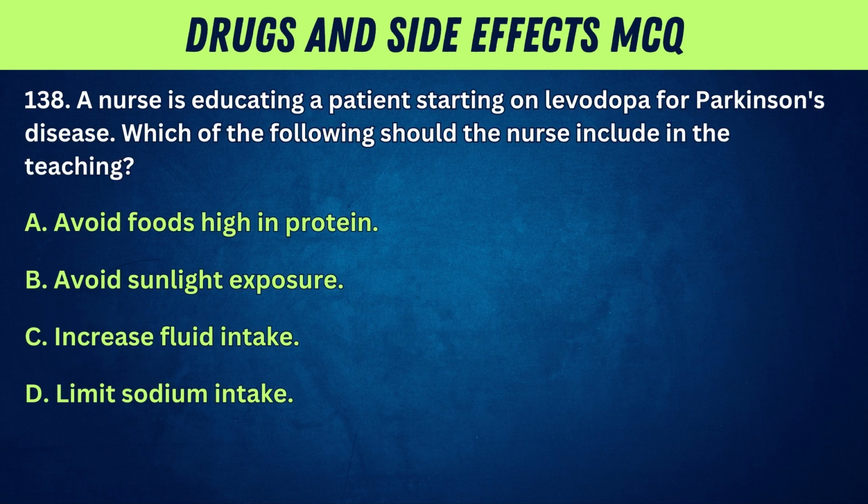138. A nurse is educating a patient starting on levodopa for Parkinson's disease. Which of the following should the nurse include in the teaching? A. Avoid foods high in protein. B. Avoid sunlight exposure. C. Increase fluid intake. D. Limit sodium intake.